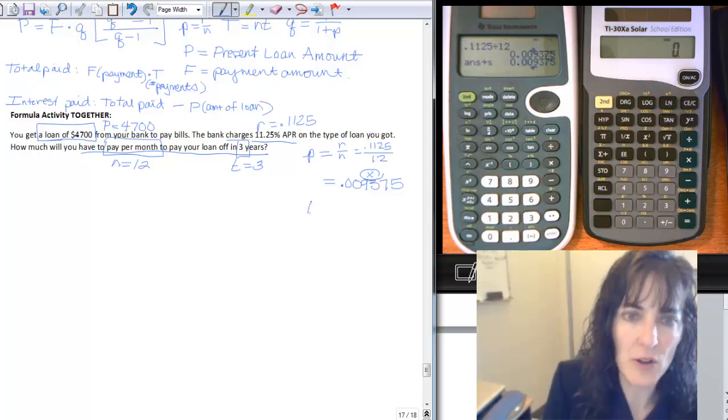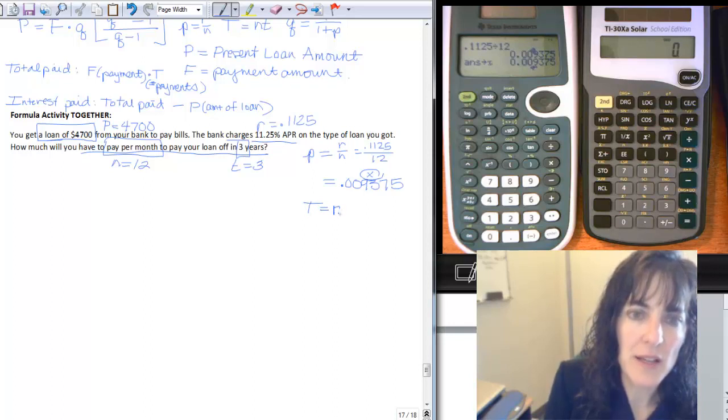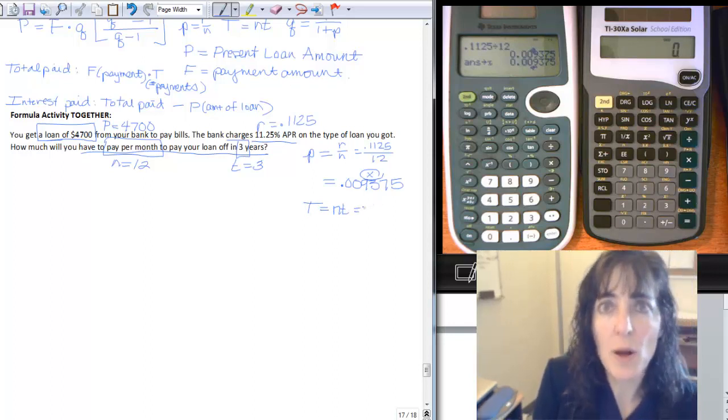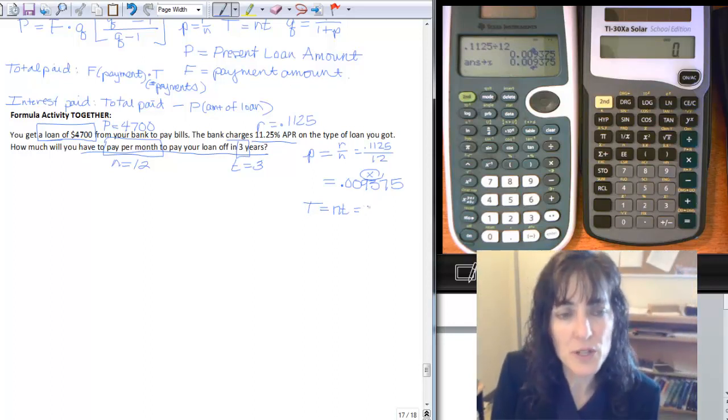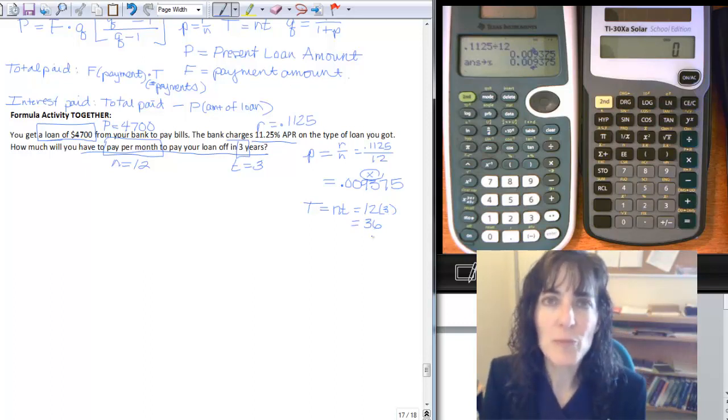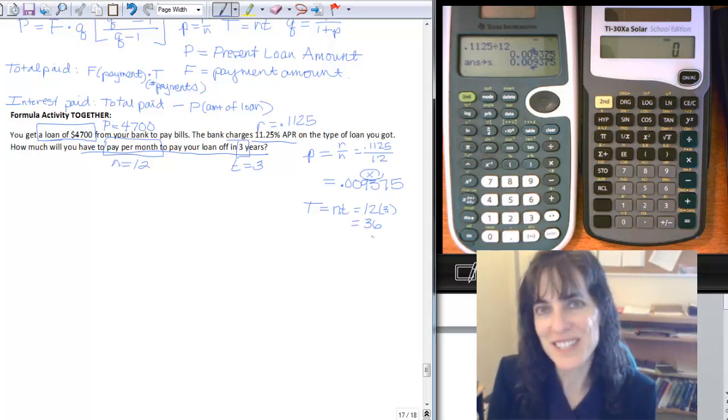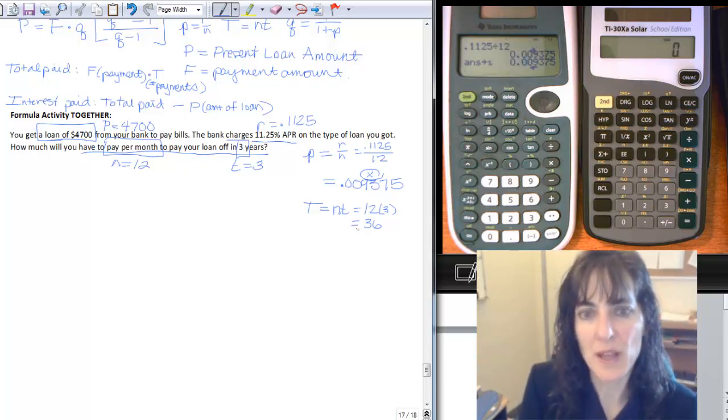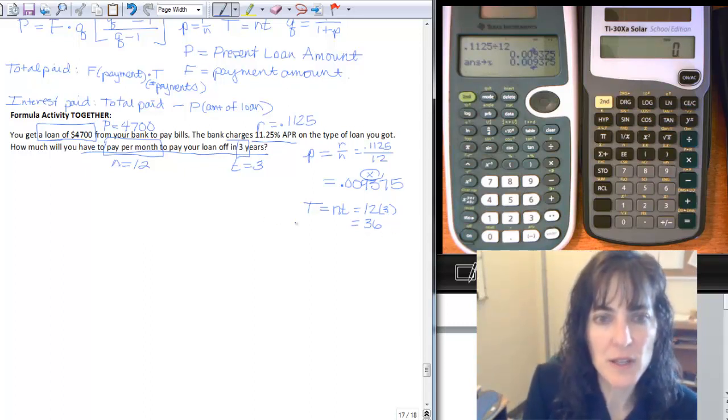And then I need to calculate my big T, that's N times T, the number of compoundings times the number of years. So I have 12 times 3, and that comes to 36. That means if I count up the number of months in 3 years, that's 36 months, and that's how many payments I'll be making. So this is the number of payments.